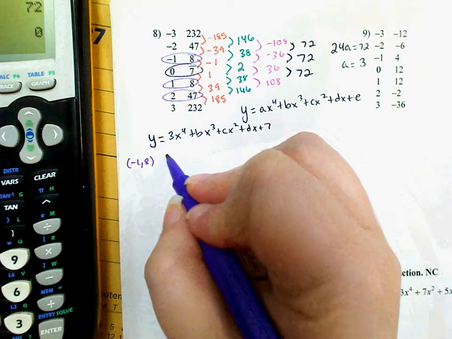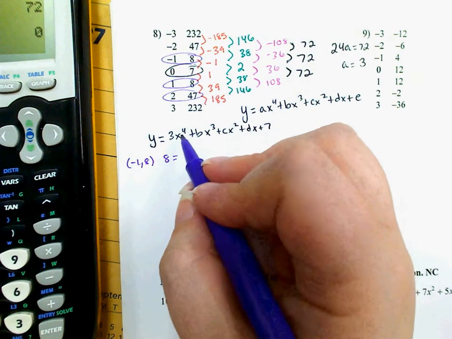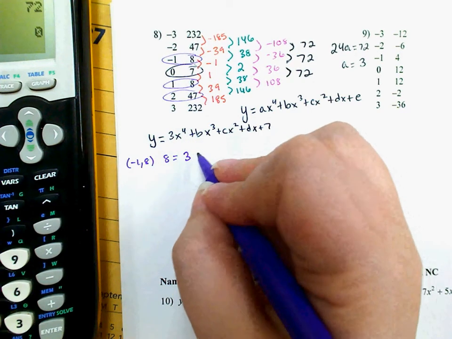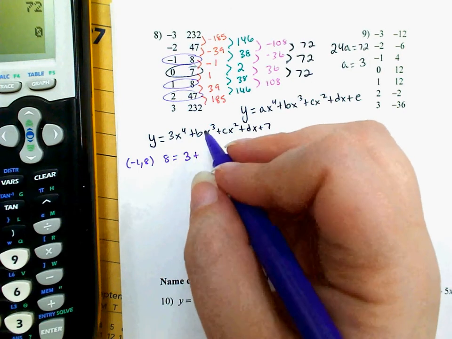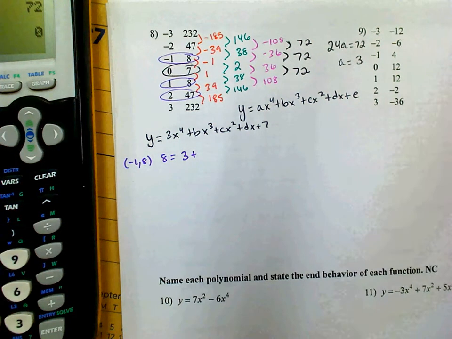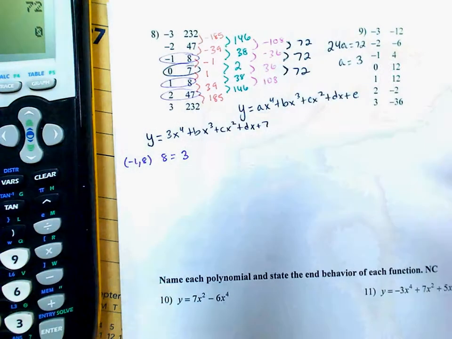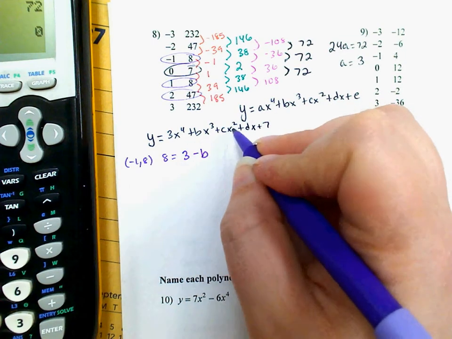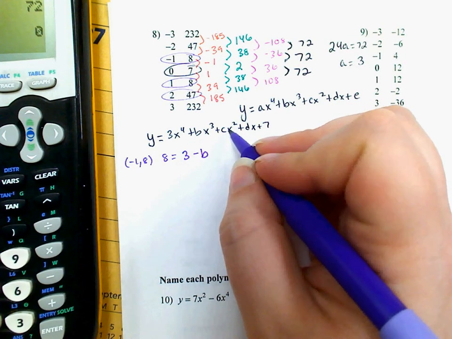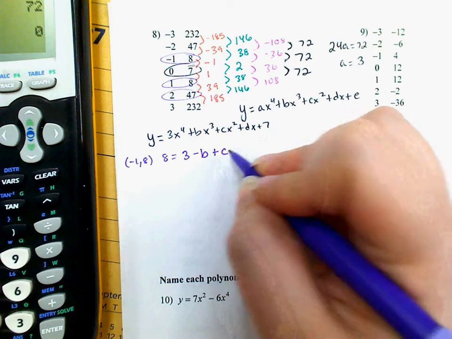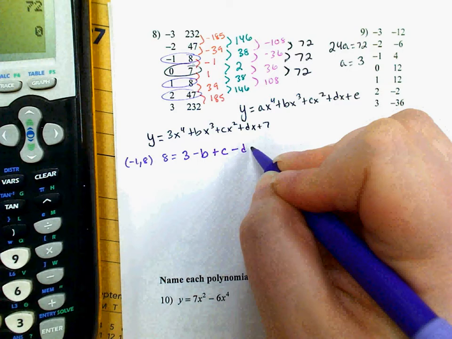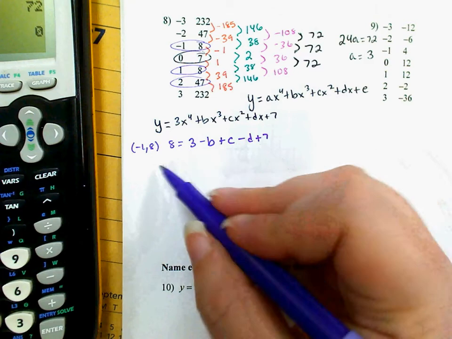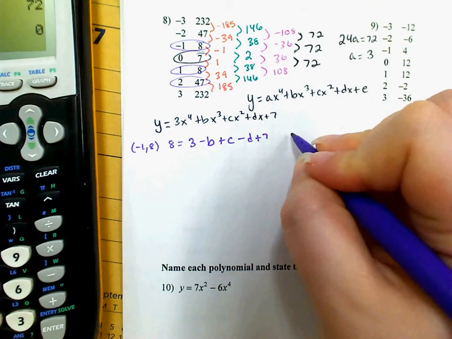Negative 1 to the fourth power, it's an even power, so that's positive. So 3 times 1 is 3, plus, well, I shouldn't have done that. Oh well, I'll fix it. Negative 1 cubed is negative 1 because it's odd, so negative 1 times b is negative b. Negative 1 squared is positive, so that is c times 1, so plus c. D times negative 1 is negative d, and then plus 7. So combine the constants and move: 3 plus 7 is 10, subtract 10 over, and I'm left with negative 2. So I've got negative b plus c minus d equals negative 2.